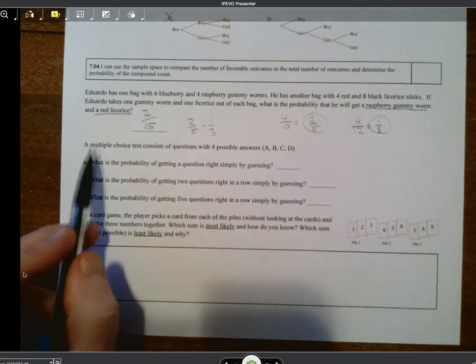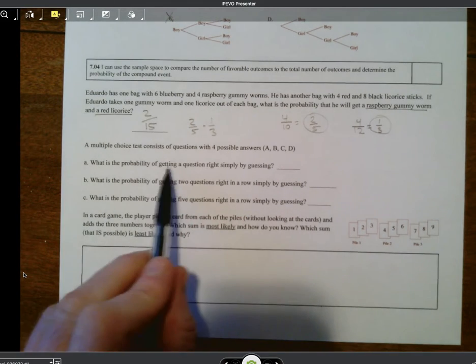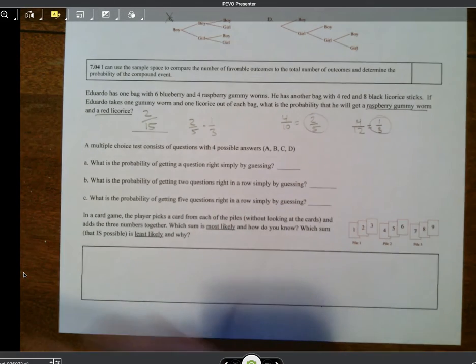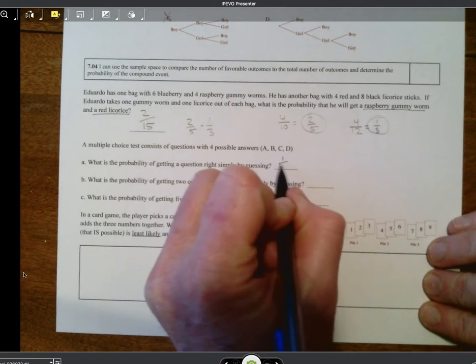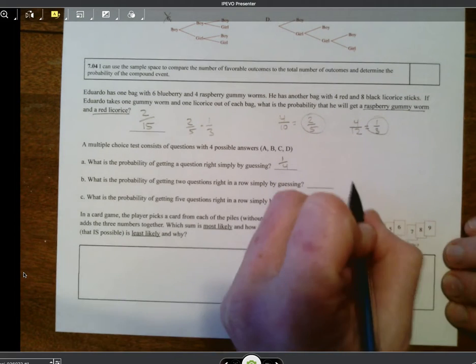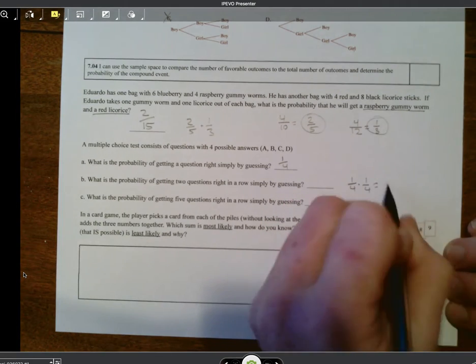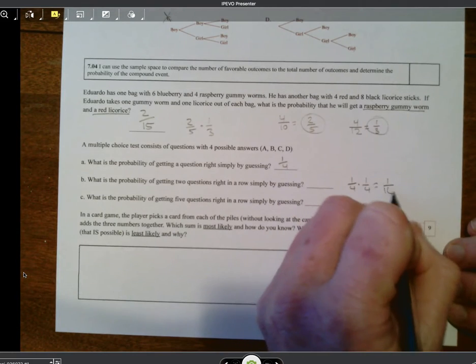Okay. A multiple choice test consists of questions with 4 possible answers. What is the probability of getting a question right by simply guessing? Okay, well there's 4 options, so it's 1 out of 4. What's the probability of getting 2 questions right in a row simply by guessing? 1 times 1, 4 times 4. So that's going to give me 1/16.